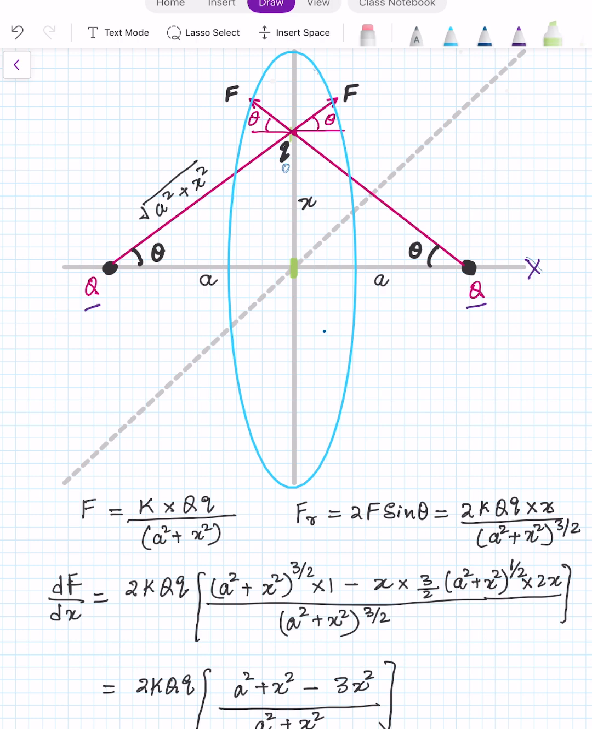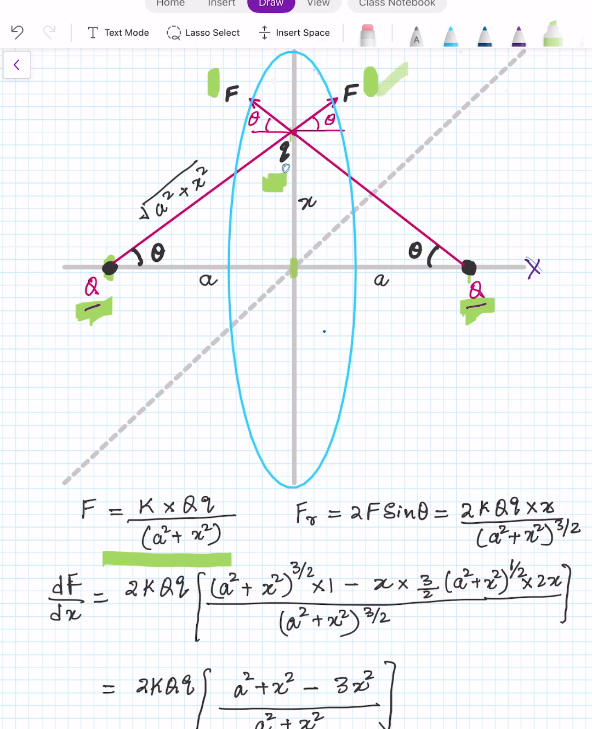So what I am trying to do is find the force experienced by the test charge due to this charge and due to this charge. Let us say the force experienced by the test charge due to the left charge is F, and the same magnitude will be due to the right charge, F. So this is due to the left charge, this is due to the right charge, and the magnitude of this force will be F equal to 1 upon 4 pi epsilon naught capital Q small q upon r square. r is under root a square plus x square.